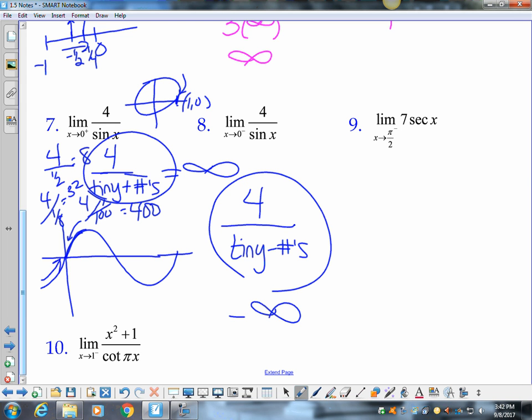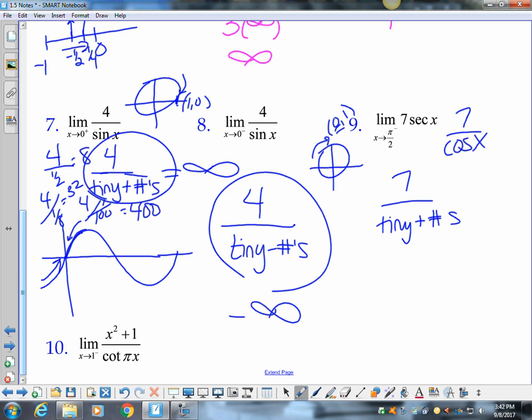7 secant x. I don't know much about the graph of secant, so I'm going to think about it like this. Okay, so 7 over cosine x. All right, now we're headed to pi over 2 from the left, and cosine is headed to 0, so don't just plug in pi over 2. Think about it. As you're approaching pi over 2, these numbers are tiny and positive. So if I divide 7 by tiny positive numbers, this is going to infinity.